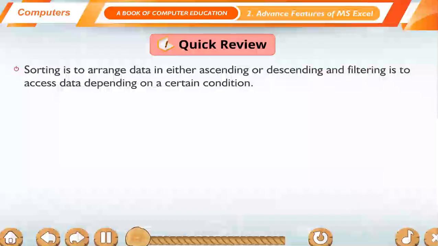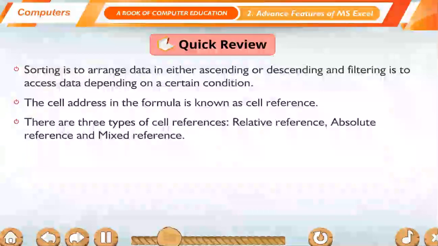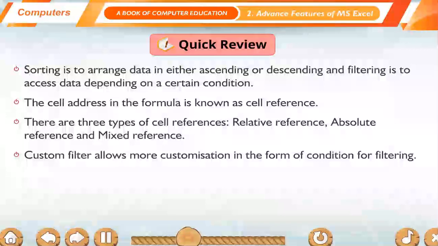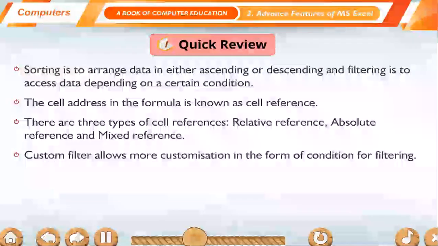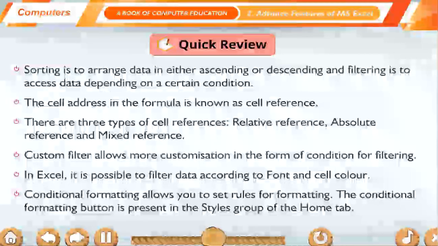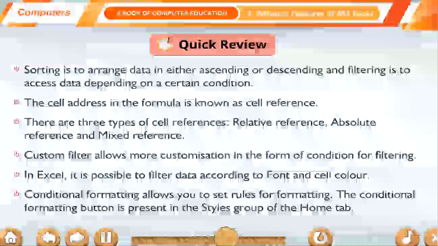Quick Review. Sorting is to arrange data in either ascending or descending order, and filtering is to access data depending on a certain condition. The cell address in the formula is known as cell reference. There are 3 types of cell references: relative reference, absolute reference, and mixed reference. Custom filter allows more customization in the form of condition for filtering. In Excel, it is possible to filter data according to font and cell color. Conditional formatting allows you to set rules for formatting. The conditional formatting button is present in the Styles group of the Home tab.